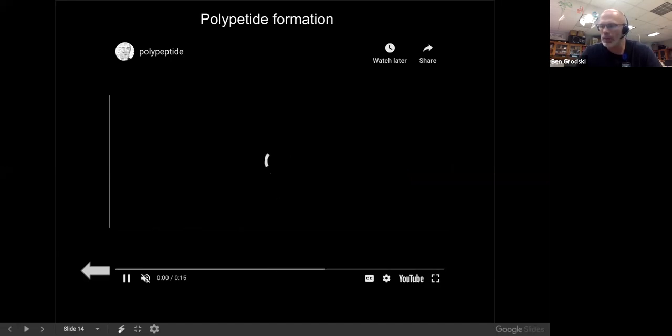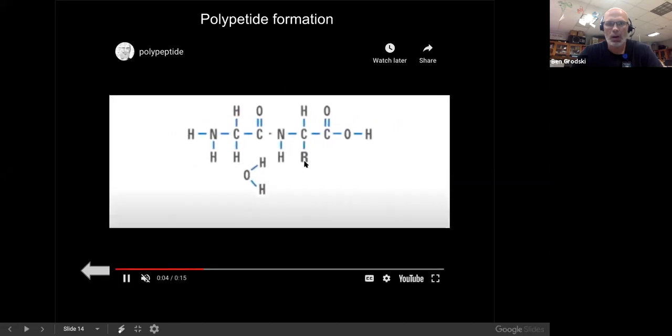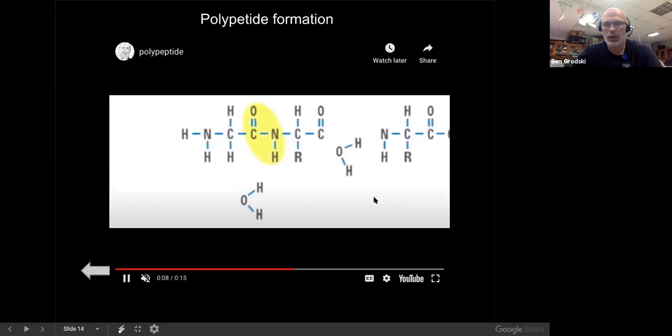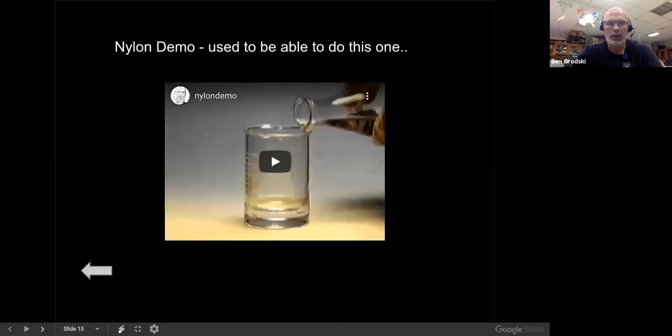Polypeptides, of course, are natural. Water comes out. Okay, this is the R group. Remember that? All right, this has an R group here too, and water comes out. You get the idea. Okay. All right, the nylon demo.